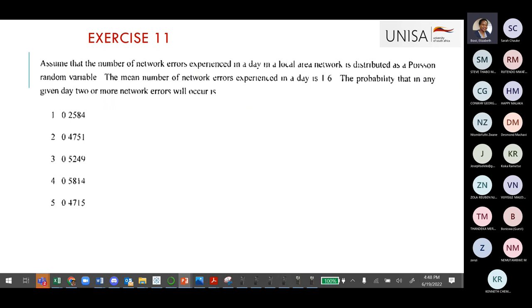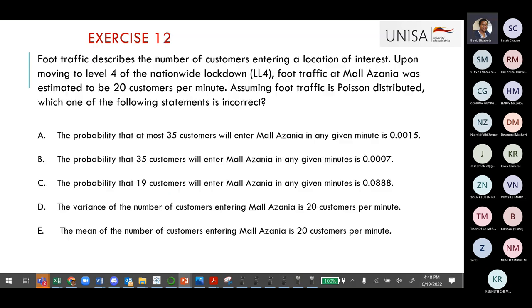This one as well, it's two or more. So two or more is like the probability of X is equal to two or more. I'm not going to go into details in this one. At most, that means exactly, so you just use the equal everywhere you calculate.